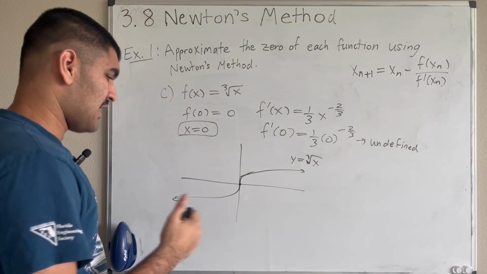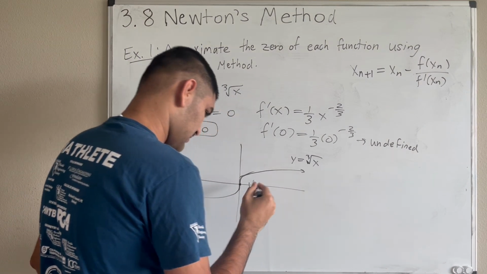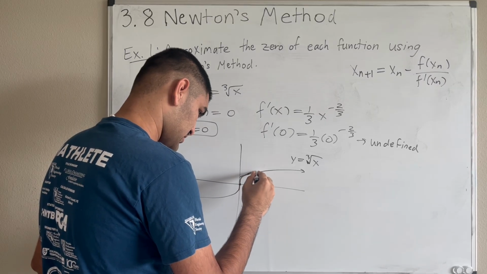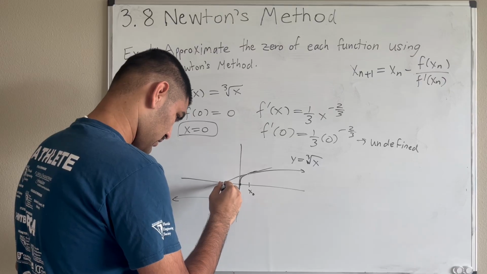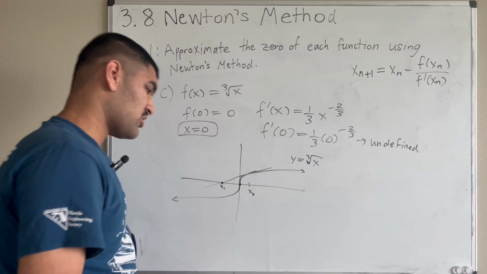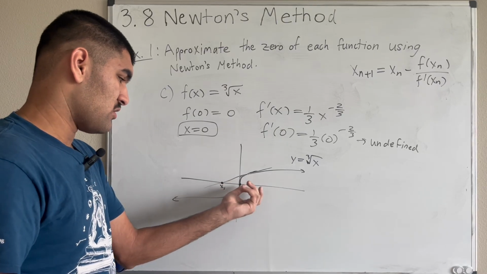So let's just pick any arbitrary starting point. Let's just say I pick x naught, my starting point, to be right here. So we draw the tangent line to this graph at that point. So we end up right here. Notice how we actually got farther away from the 0 than x0, right? x1 is farther from 0 than x0 is.